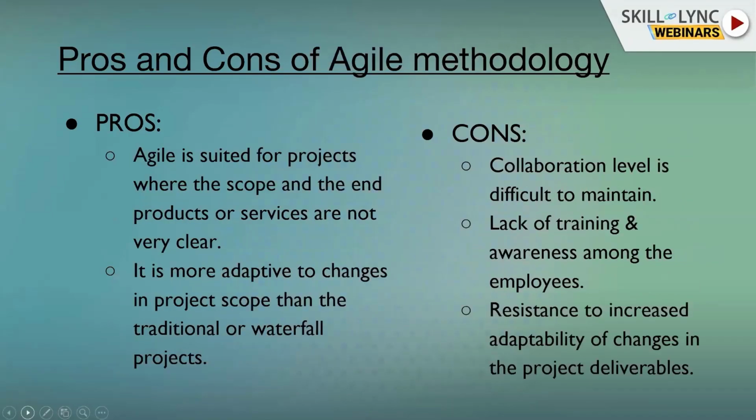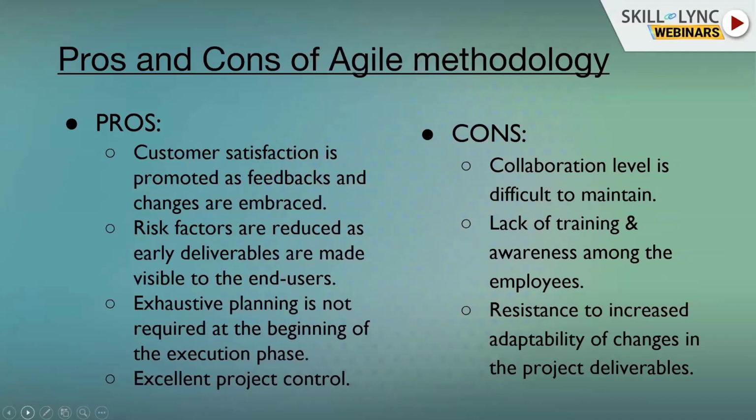Now coming to the pros and cons of Agile methodologies. The first is pros. Agile is suited for projects where the scope and the end product or services are not very clear. For example, we can take any unique project like Statue of Unity. It's a first of its kind project, so it is very much useful in those kinds of projects. It is more adaptive to changes in project scope than the traditional or waterfall projects. Customer satisfaction is promoted as feedback and changes are embraced, and risk factors are reduced as early deliverables are made visible to the end users.